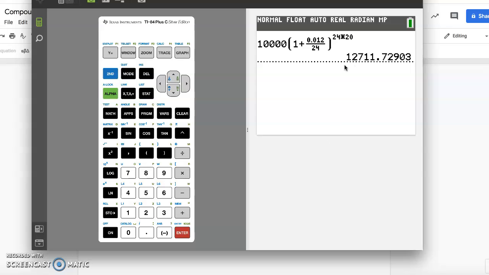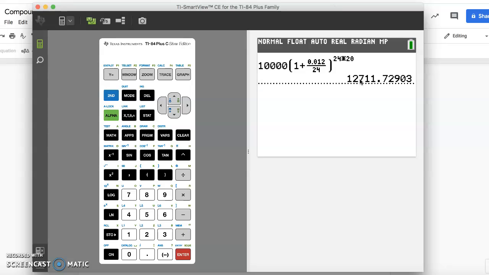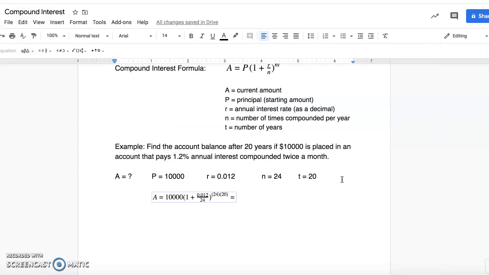$12,711. Well, okay, so it grew $2,711 in 20 years. Yeah, maybe that's not that great of an annual return after all. 1.2% interest is not a very high interest rate. But hey, it's free money, so I'm not going to complain about that, right? All right, so $12,712 if I round these cents up. So $12,712 bucks. That's going to be our answer for that one.